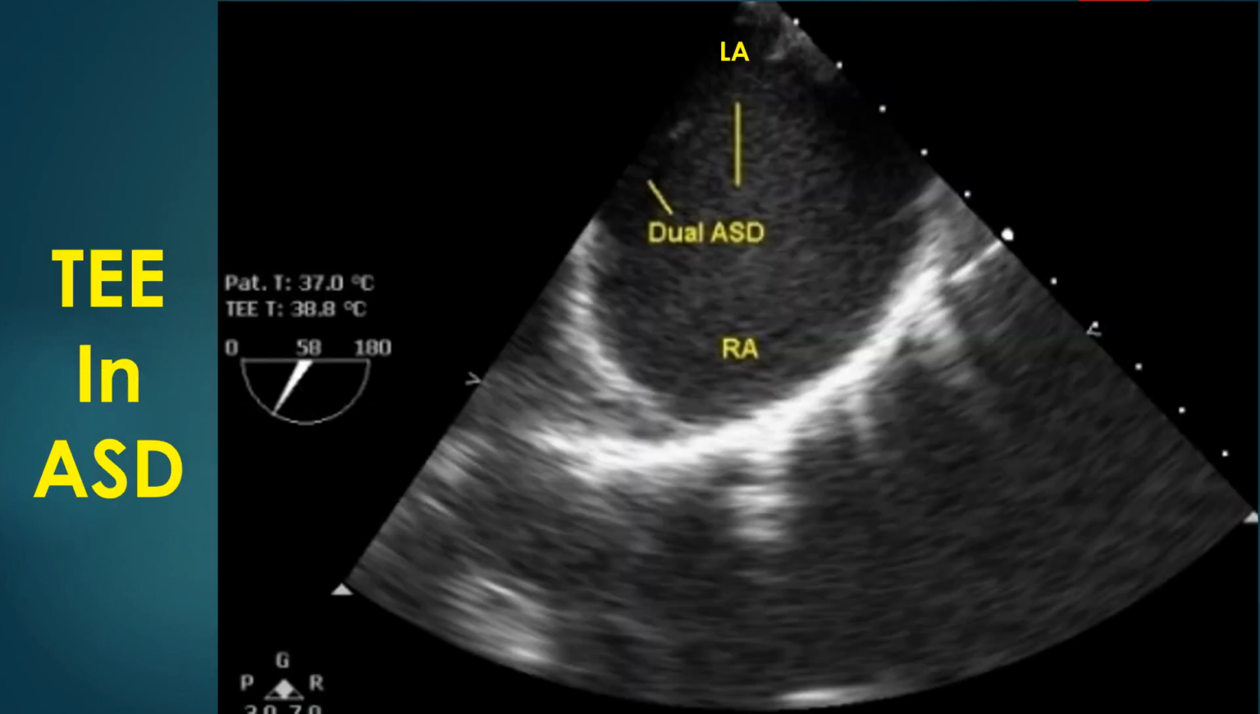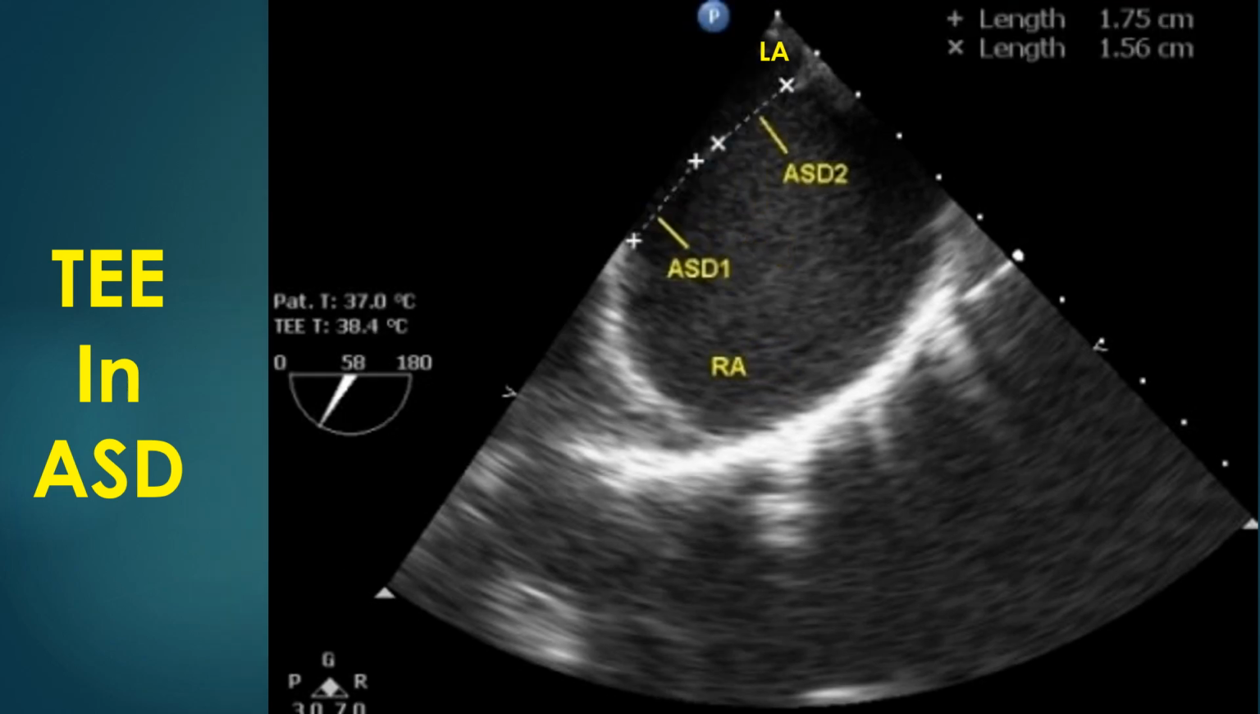Dual ASDs with a small intervening segment of atrial septum seen on TEE. The right atrium appears dilated. Total size of both ASDs taken together is quite large and not suitable for device closure. This image displays the measurements of both ASDs. One measures 17.5 mm and another measures 15.6 mm. The total will be 33.1 mm.